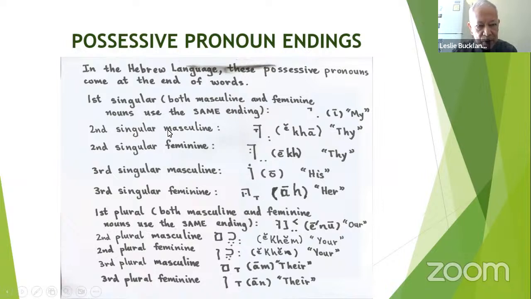This is a second person singular, masculine gender, possessive pronoun ending. And in Old English, we would say thy. In modern English, we would say your, Y-O-U-R, referring to someone who is in the masculine gender or something that is in the masculine gender.